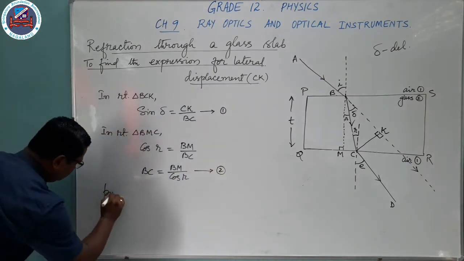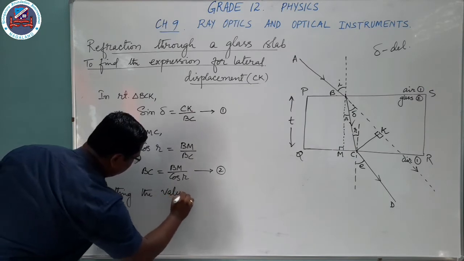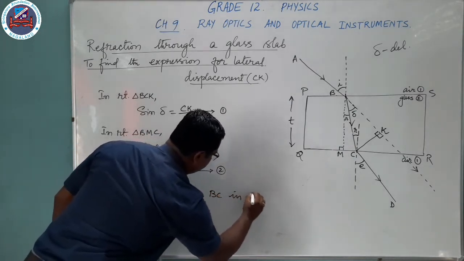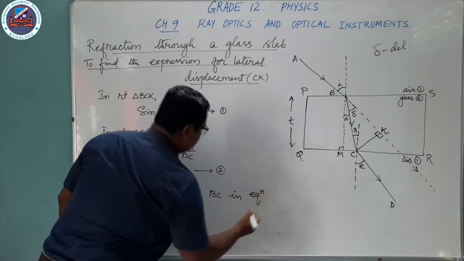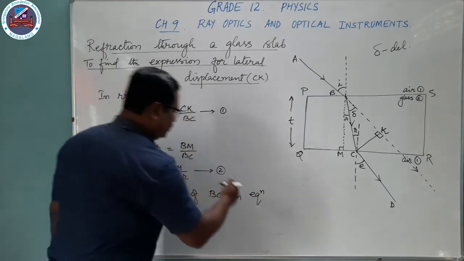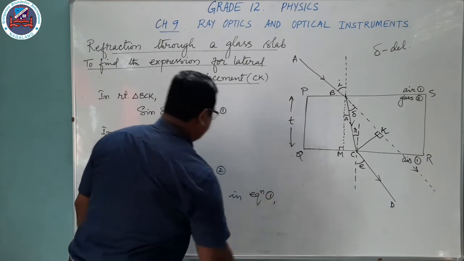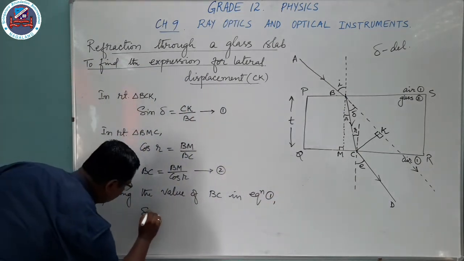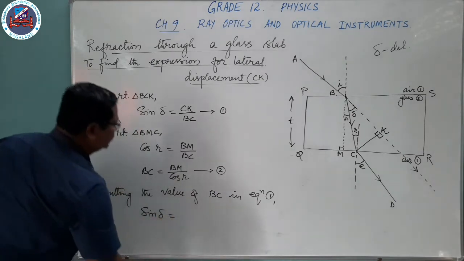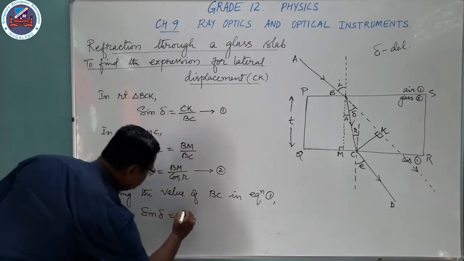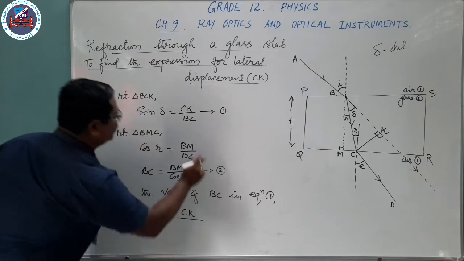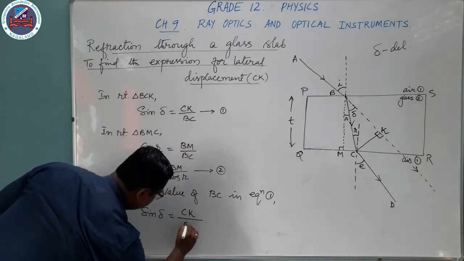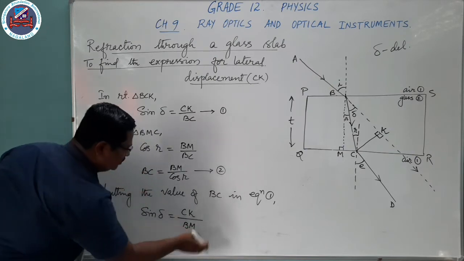Then put BC from equation 2 in equation 1, you can write like that also. Let us put here sin del is equal to CK, and your BC is BM by cos R. Cos R will go up.